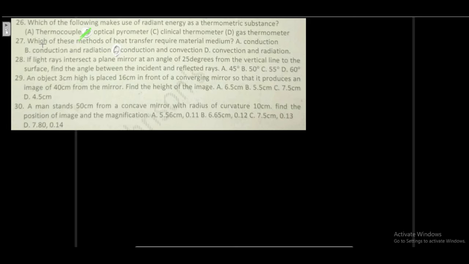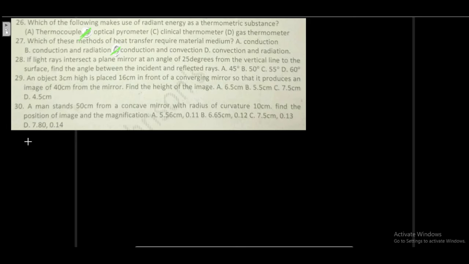Now, question 27 says, which of the following methods of heat transfer require material medium? Both conduction and convection actually require material medium. The only one that does not require material medium is radiation. So option A says conduction. Not just conduction, we have conduction and convection. Option B says conduction and radiation. No, radiation does not require material medium. Option C is the correct answer. Conduction and convection require a material medium.